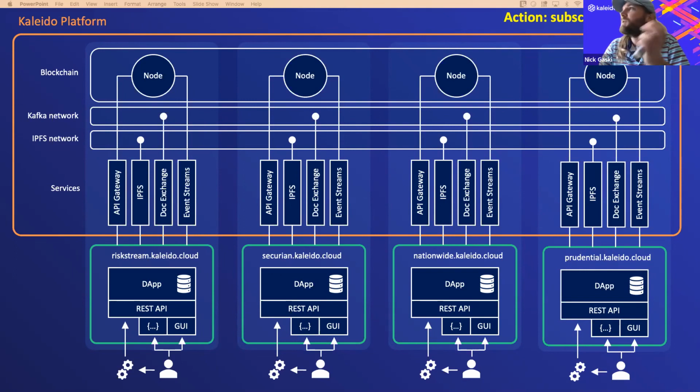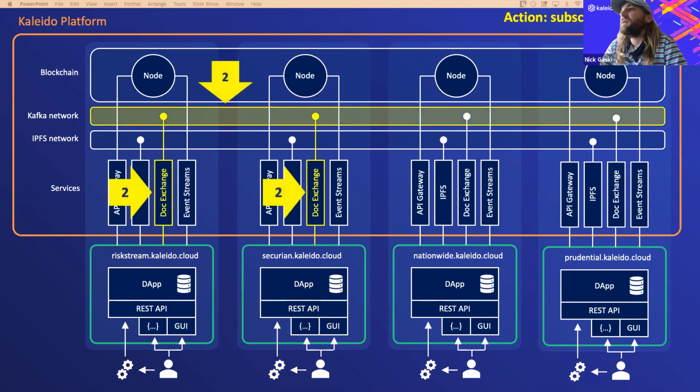So what happens when we subscribe to a profile? A very similar flow, but we're going to actually use Document Exchange a bit more heavily here. So let's look at Securian subscribing to a profile. First, using the API or the user interface, they're going to invoke that smart contract, and they're going to say, hey, I want to subscribe to this. And the first thing you need to do is prove to the uploader, the author of that profile, that you know some important pieces of information.